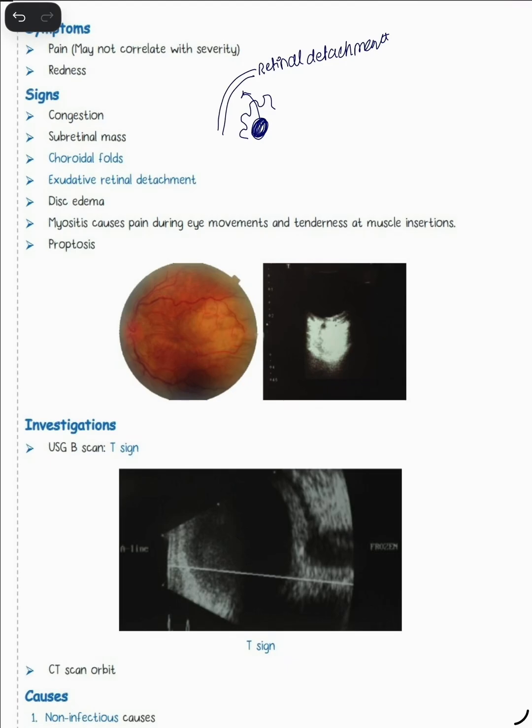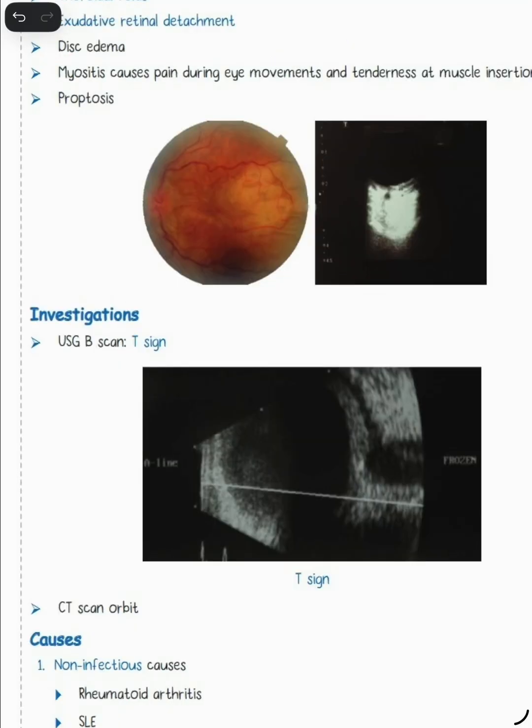The symptoms cannot correlate with the severity, as it is involving the choroid and folds retina, so the severity is much higher than the symptoms. So what investigations do we do? We do the USG B scan, in which we see the T sign. So the T sign can be seen on the USG B scan. If we need further confirmation, then we use the CT scan orbit.